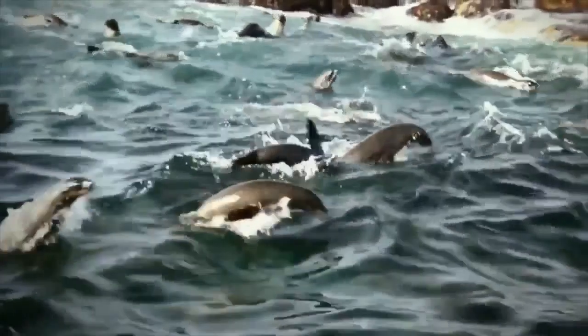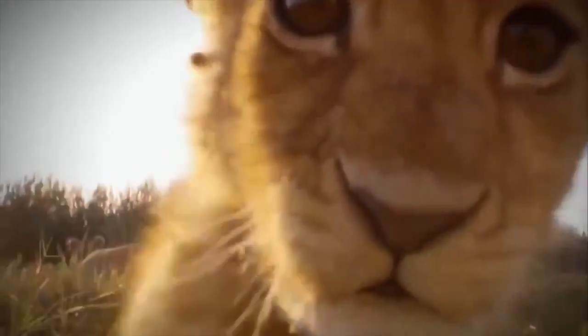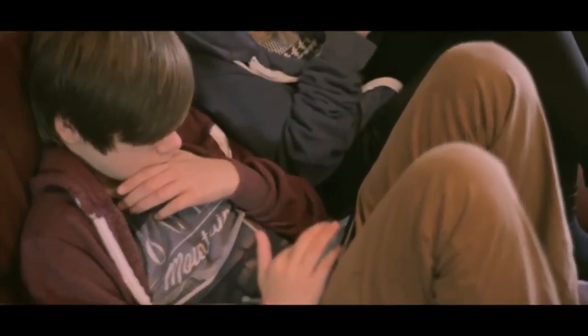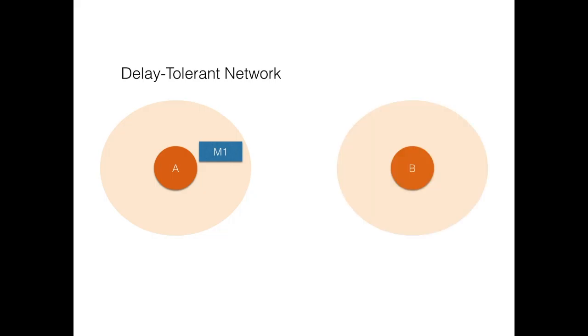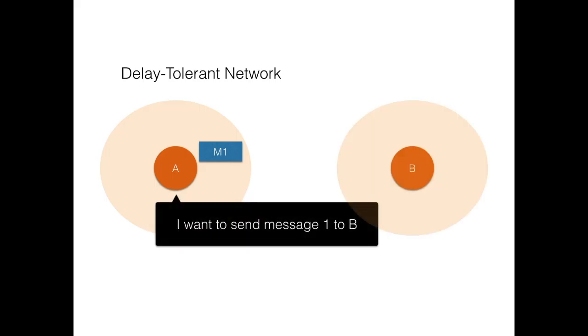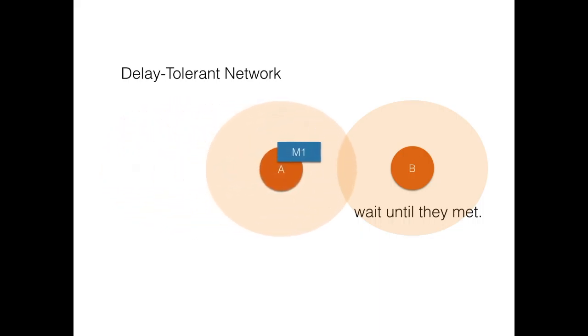DTN is an infrastructureless network. It has no end-to-end connection. Typically, nodes in DTN are mobile ad hoc nodes, like a smartphone or even a bus, that act as a data mule. DTN uses a store, carry, and forward mechanism to transmit the data to other intermediate nodes until data reaches its destination.